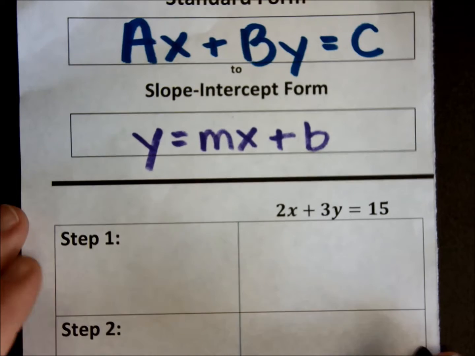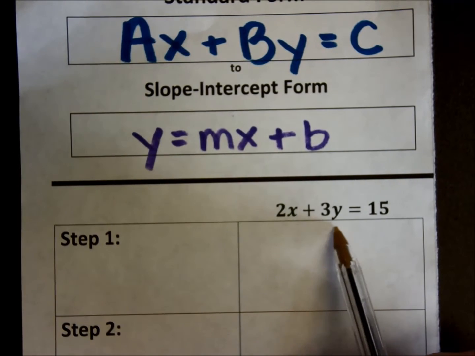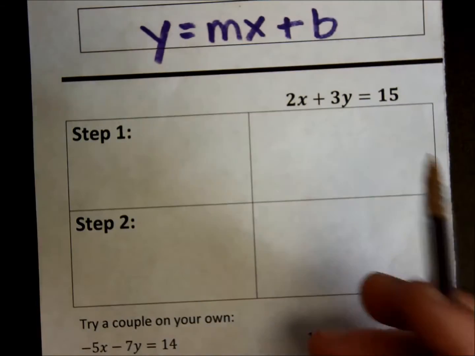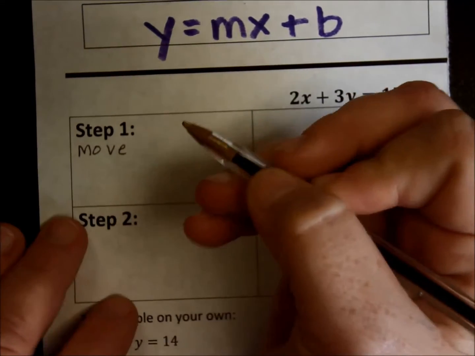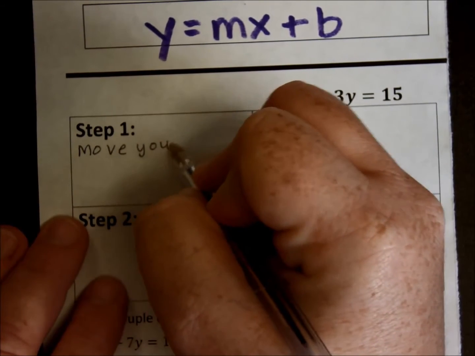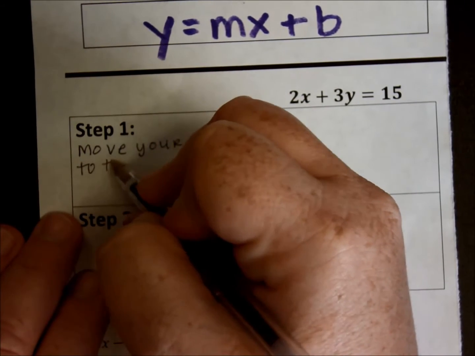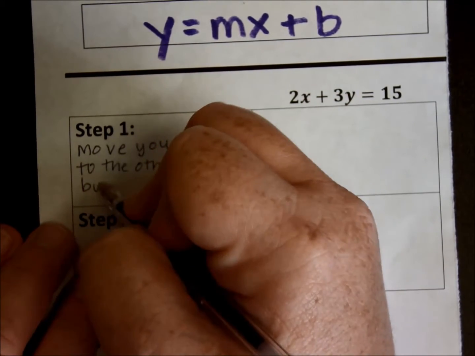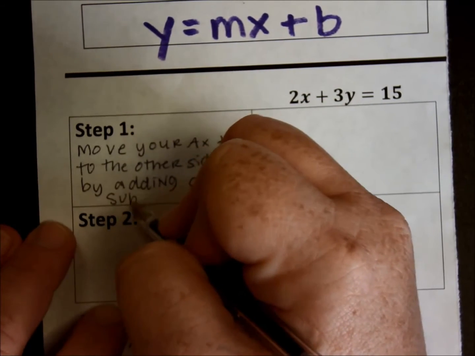So there's a few different steps that we can take. And the steps work almost every single time. So we have an example equation over here, 2x plus 3y equals 15. And we want to get this into y equals. So our first step is to move your ax term to the other side by adding or subtracting.